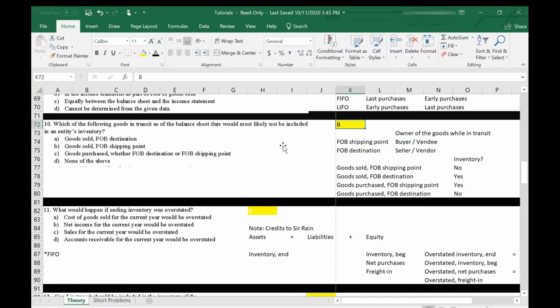Why is C incorrect? Goods purchased whether FOB destination or FOB shipping point. Oh, it's partly true because if it's goods purchased, it would not be included in your inventory if the term is FOB destination. So this is partly correct lang, no? So this is not the best answer. The best answer here is letter B. Goods sold, FOB shipping point, again, this is not part of your inventory. Goods sold from the perspective of the seller, FOB shipping point, nasa custody na yan or ownership na yan ni customer. So it's not part of the inventory of the seller. So the answer for this is letter B.